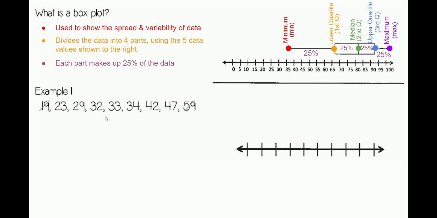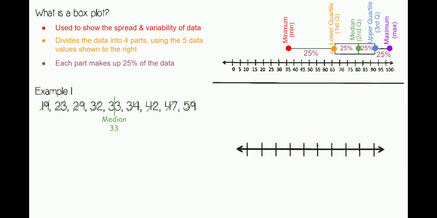The median is found by crossing off the ends, so one off the left, one off the right, then the next one off the left and the right, and then it looks like this is the only number left. We don't want to cross it off, so this is the median. I like to draw a line through the median. So our median is 33.